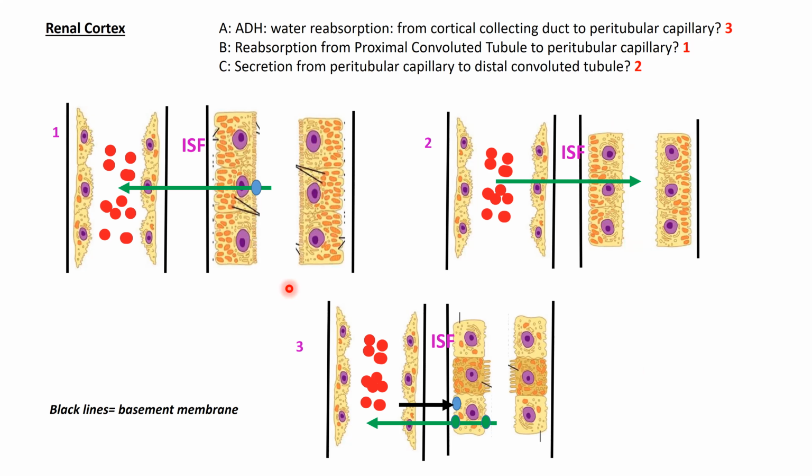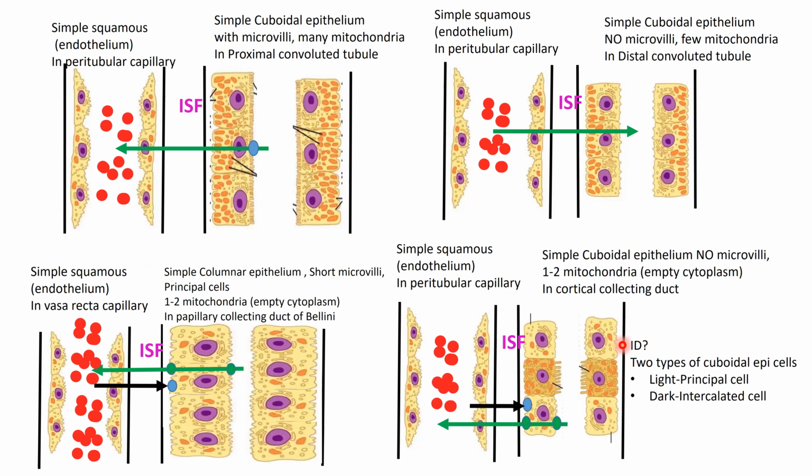And you can see very nicely, this is proximal, this is distal, and this is cortical collecting duct, because it has two types of cuboid epithelial cells. Now, this is summarizing for you what simple epithelium are facing each other. Technically, anytime we talk about blood vessel, capillary, arterioles, any kind of blood vessel is always simple squamous endothelium. So we are done with that.